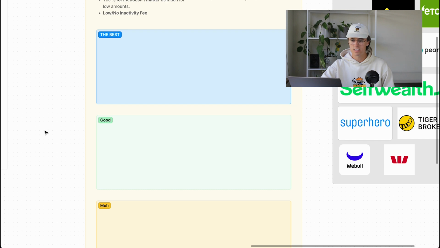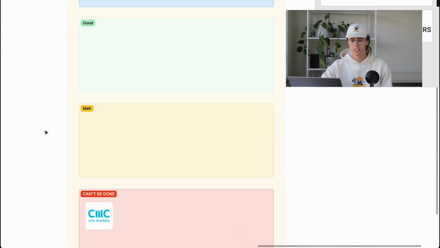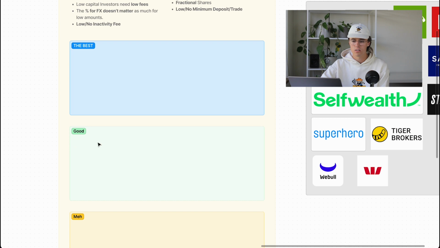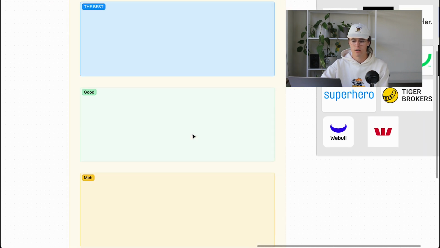Now I'm going to be rating these apps on a 4-tiered system. So can't be done means you just can't use it for a $100 investing app. Meh means you kind of can, but there's better options. And good is a good category, but there's also the best. Now we're going to be saving that one till last and figuring out the best once we've put everything into either good, meh, or can't be done.